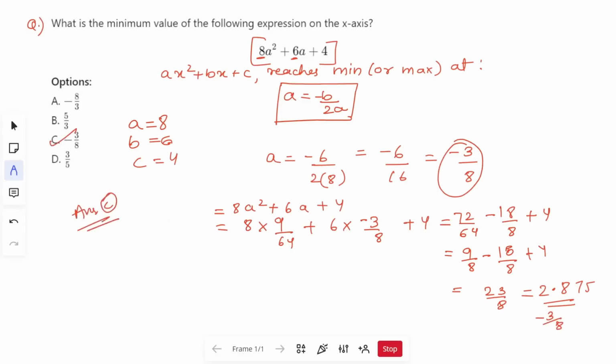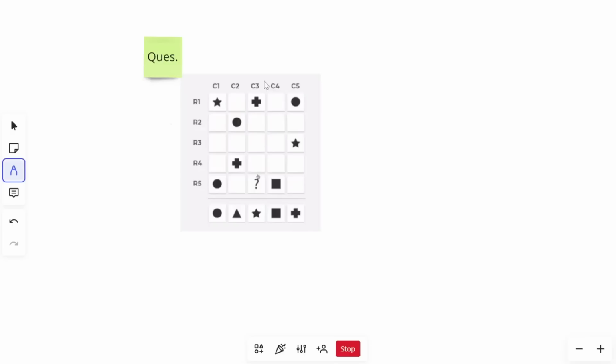Hope you have understood it. Let's now move on to the next question. Let's look at this question. In this one, we have to find out which symbol will come at the place of the question mark out of the given options. The options are circle, triangle, star, square and plus. Let's see how to solve this question.